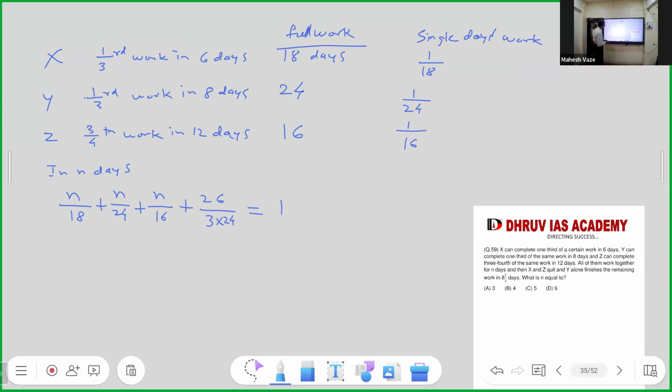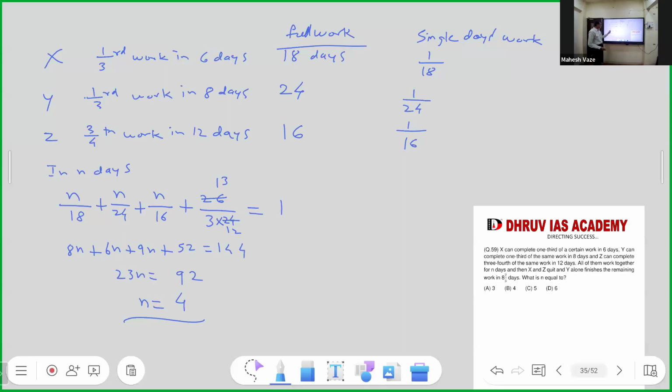So now here if you solve this, see here 18, 24, 16, 36. The LCM is how much? So LCM is 144. So if you multiply the entire equation by 144, okay, 18 8s are 144, 24 6s are 144, 16 9s are 144. So 8n plus 6n plus 9n, that is 23n, plus 26 into 6, that is 52 into 3, 156... so 23n is equal to 144 minus this, 92. So n is equal to 4. That means they have worked together for 4 days. N is 4.